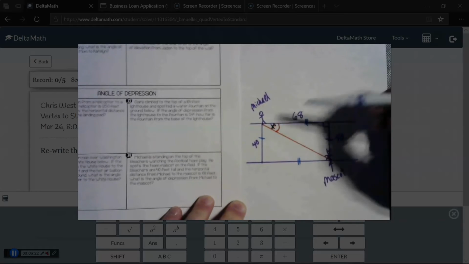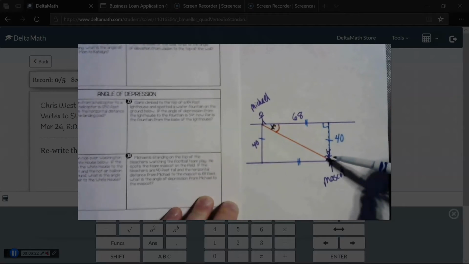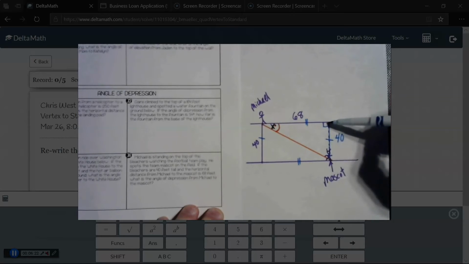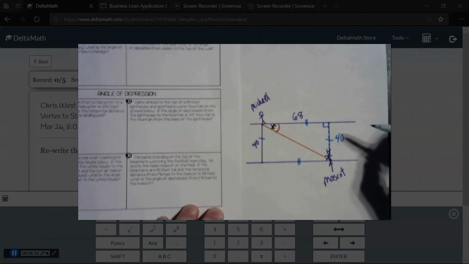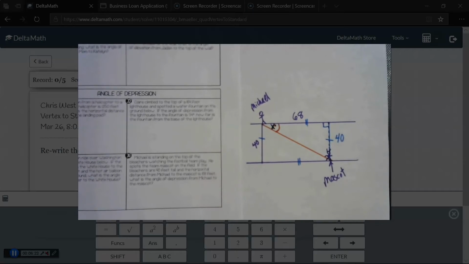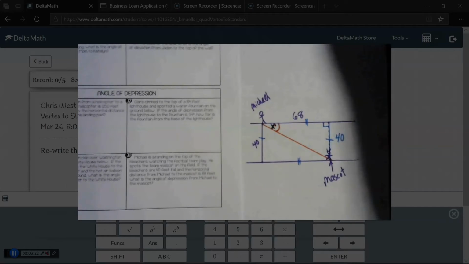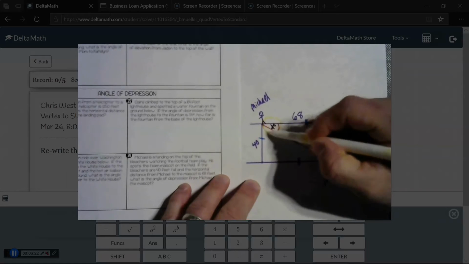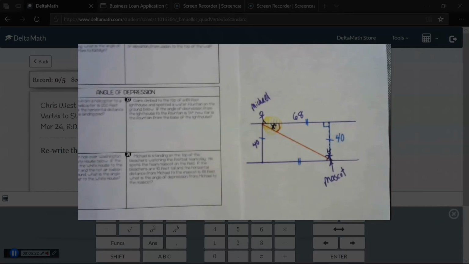We don't know the degrees, we don't know the angle of depression, but we know that this leg is 68 and that's going to be the adjacent leg, and this leg is 40 and that's going to be the opposite leg. Well, why is that adjacent and why is that opposite? Well, because this is our reference angle.